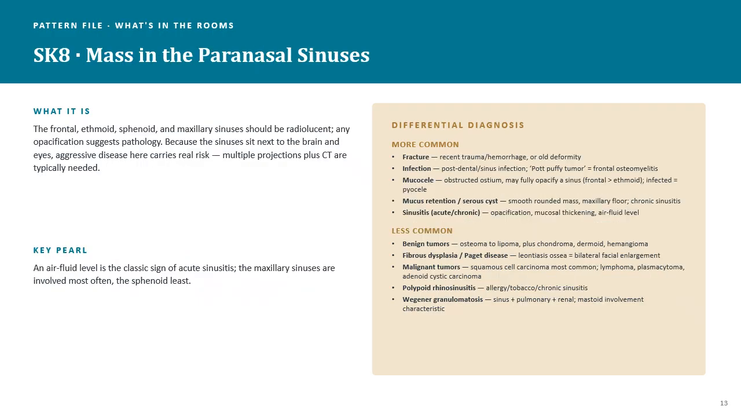The next skull pattern is related to the paranasal sinuses. Typically on an x-ray, because our sinuses are air-filled spaces around the nose and face, they're going to appear really dark, the darkest shade of black that we can see on the x-ray.